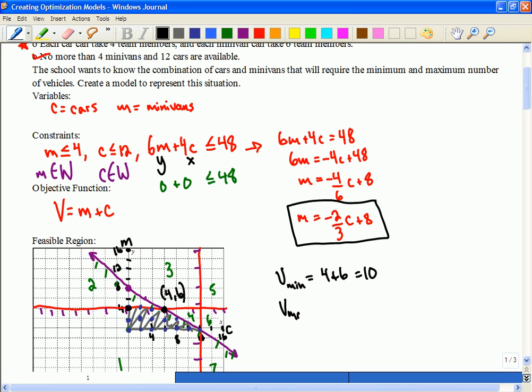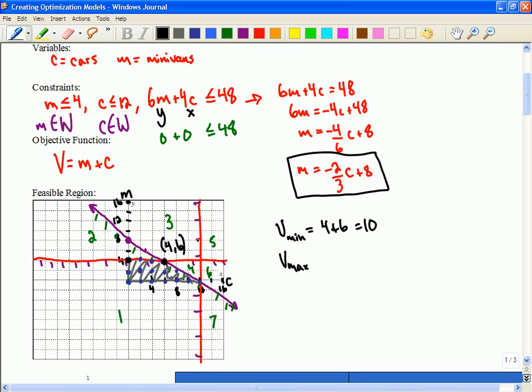So think about it again. If I want to maximize this and take the most amount of vehicles, what's your strategy going to be? Use the cars. So if I'm going to use the cars, that's as many as 12 here, right? So I want to use as many cars as I can. If I have 12 cars, is that enough to take everybody? Yep. Okay, so we know right there that 12 cars is going to do it. So the maximum amount of vehicles is 12.